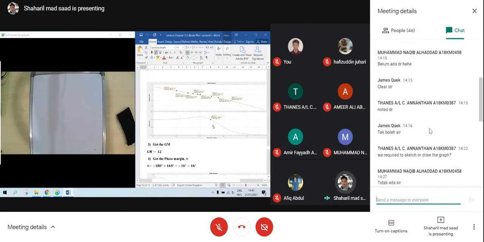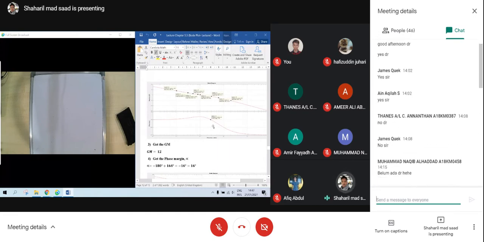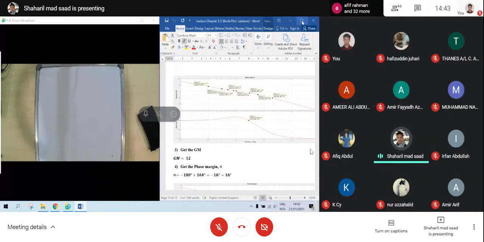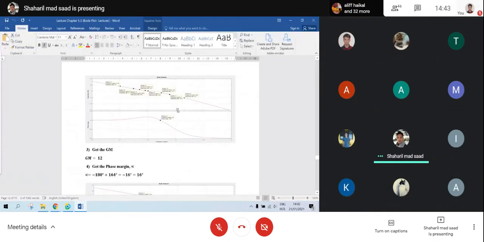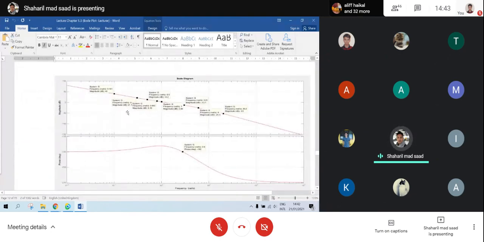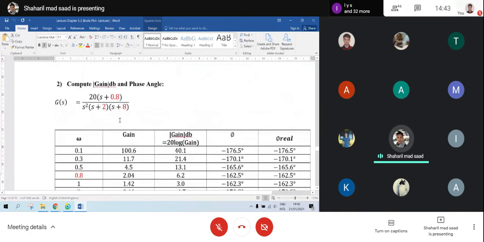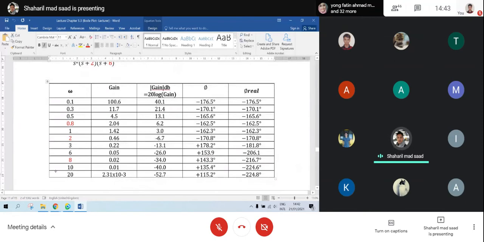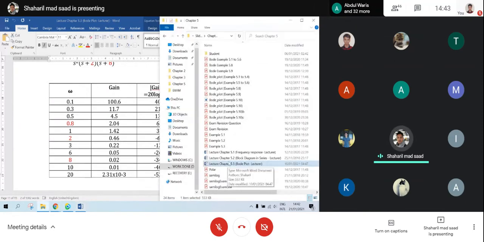And like I mentioned before, you can use MATLAB to check the value, to see if you got it correct or not. So this is the example using MATLAB. For the first method, you just straight away draw the points that you got. For example, this one.